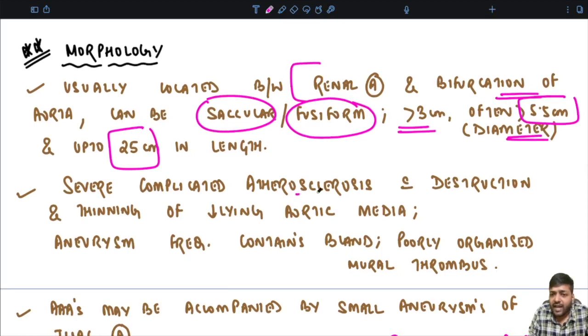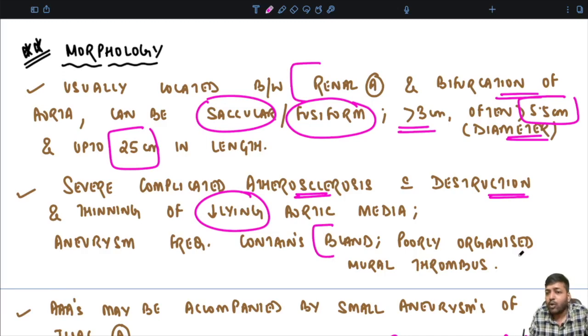Severe complicated atherosclerosis with destruction and thinning of the underlying aortic media can be seen in abdominal aortic aneurysm. Aneurysms over here frequently contain bland, poorly organized mural thrombus. So as we are discussing the morphology of abdominal aortic aneurysm, I hope you can recall the question in the first half of the video that I have discussed.